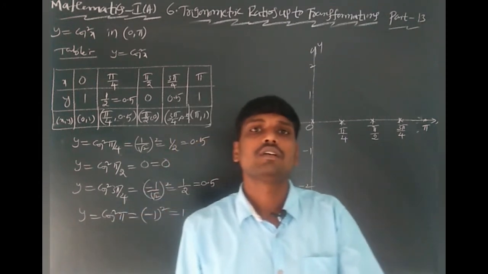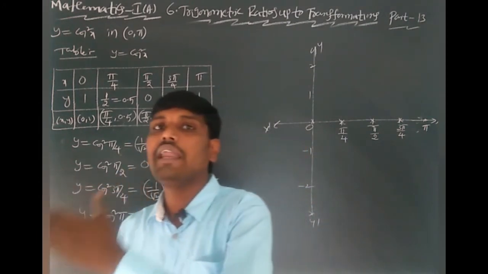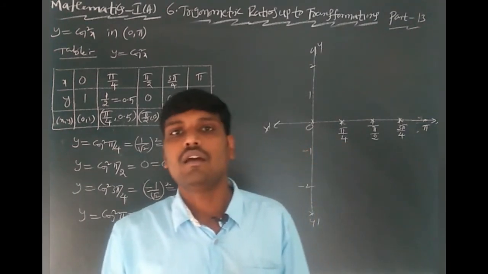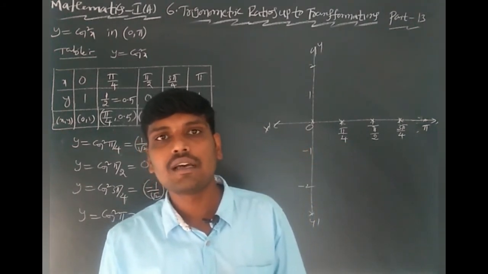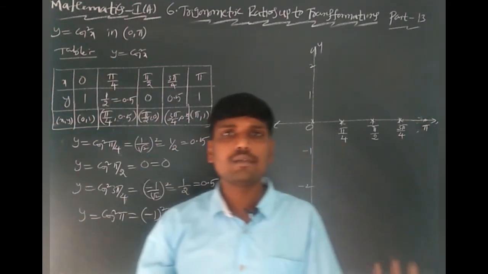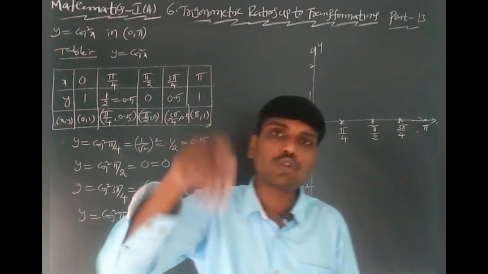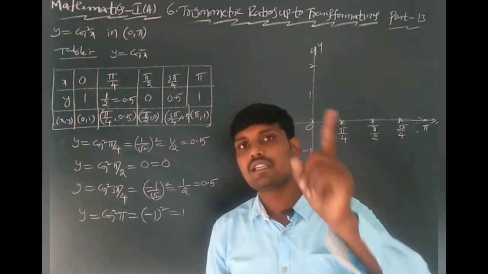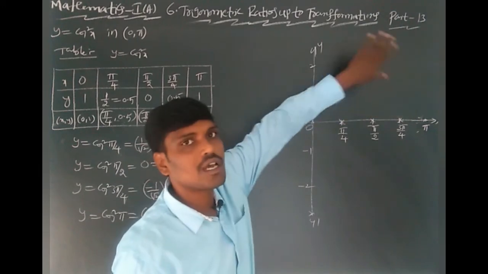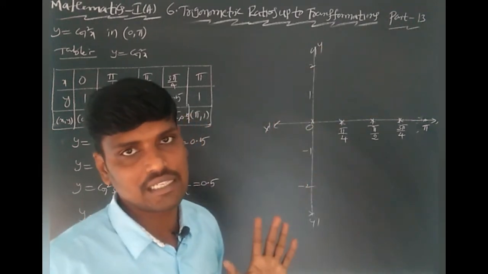In this graph, nothing lies on the negative axis. Why? Because here cos square is there, and the square of a positive is positive and the square of a negative is also positive. That's why this graph is not in the negative axis. This graph lies totally on the positive side.